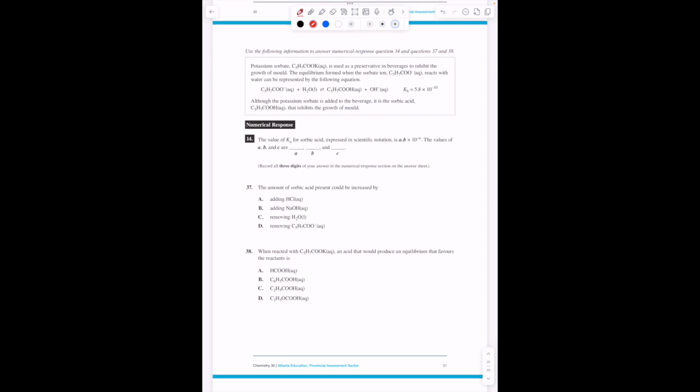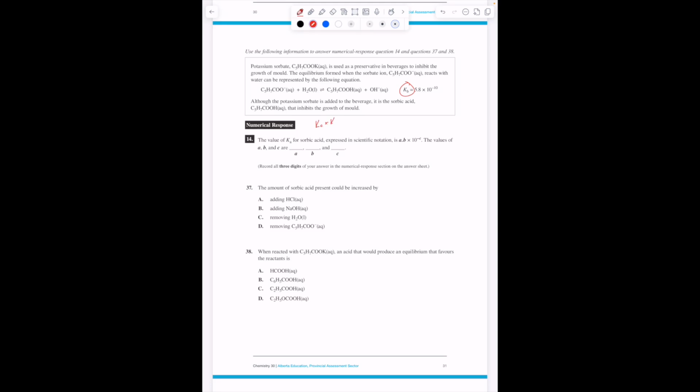Okay, this page wants us to do these 3. You want us to calculate Ka for sorbic acid. Sorbic acid is this. All right. Okay. Ka. All right. Okay, well, they gave us the Kb, right?